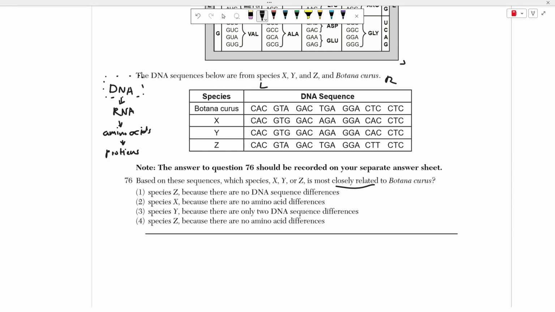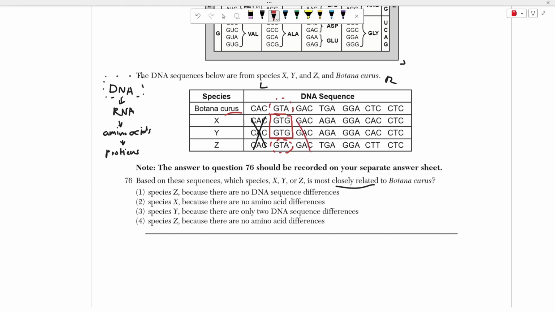All of these species have CAC. Okay. Then if we look at the second group of the DNA sequence, we see that X and Y have a different sequence from Botanicurus and Z. These guys have GTG, this guy has GTA, and this guy has GTA. So automatically, species Z has more in common with Botanicurus than X and Y, because they lack this part of the genetic sequence.